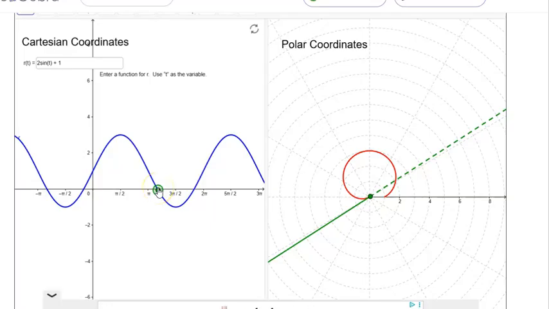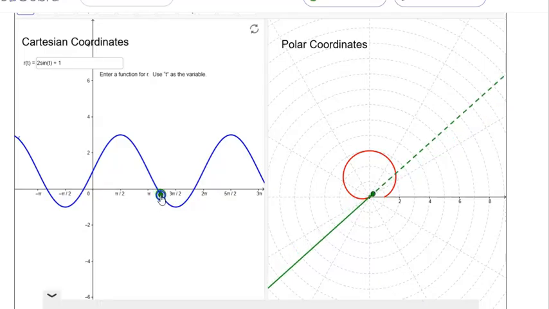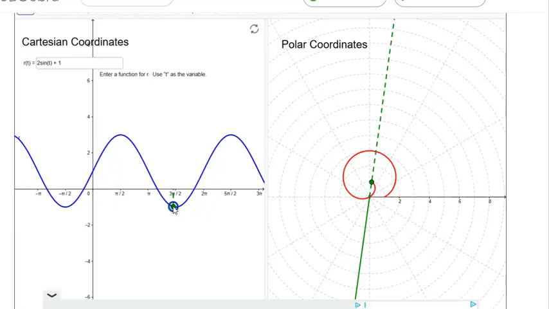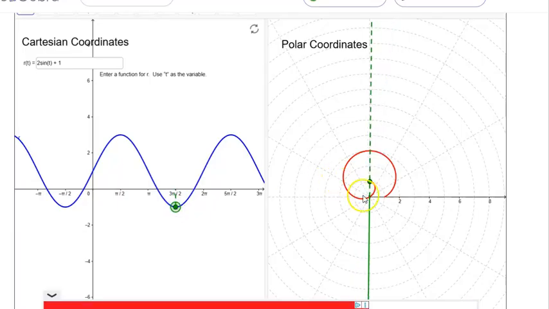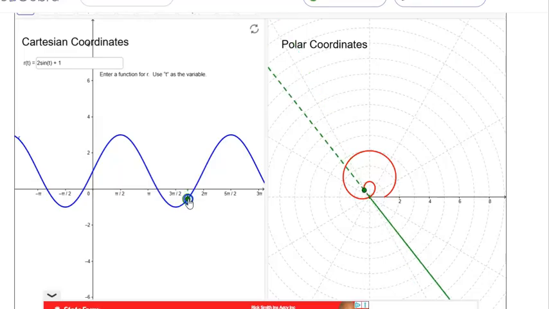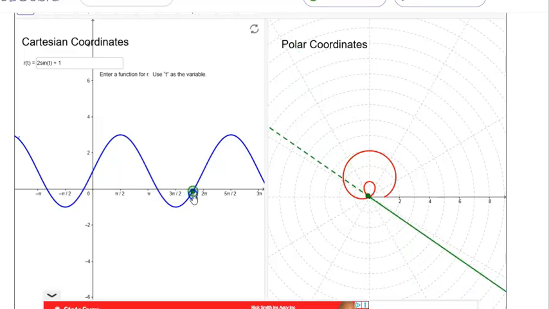All right, now pay attention from here to 3 half pi. Ready? What's happening to the distance from the point to the origin? It's increasing, going away from the origin. It was here, and then it's going to go away from the origin. What about here to here next? The distance is getting smaller and smaller. In fact, it becomes 0. So this little tool is kind of nice.